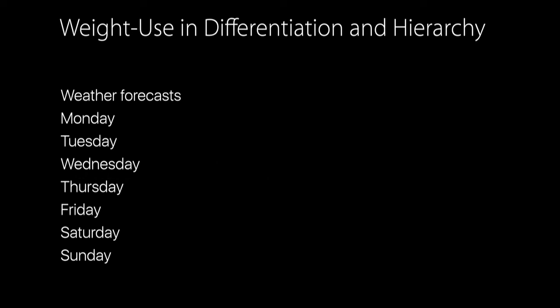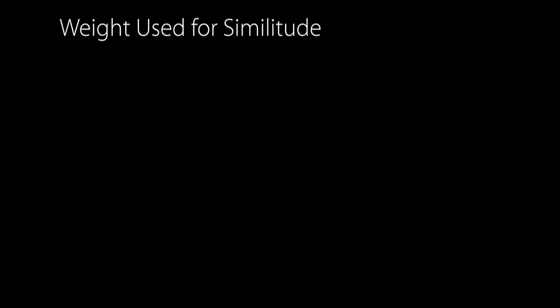You can also have a list of items and create a hierarchy in there by saying the first one is the title of the list, and the other ones are the things that are being enumerated. But you can also use weight in a more subtle way, which is to create similitude. Consider this example, which is kind of vernacular to Watch Glances UI. You have a bigger number and some smaller text underneath it.